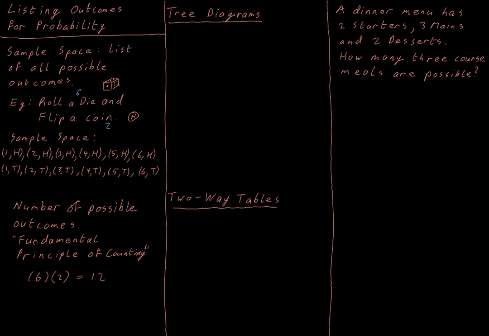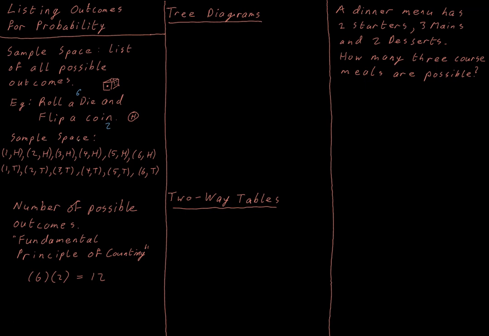So this is where our very fancy sounding name comes in: the fundamental principle of counting. It's connected to how we describe multiplication in general. But for our purposes, the fundamental principle of counting is the idea that if we have a particular number of outcomes for one thing and a particular number of outcomes for a second thing, the combination of the two would be the two numbers of outcomes multiplied together.